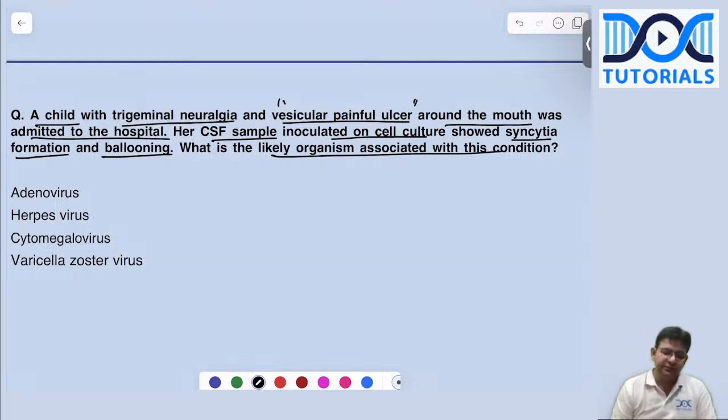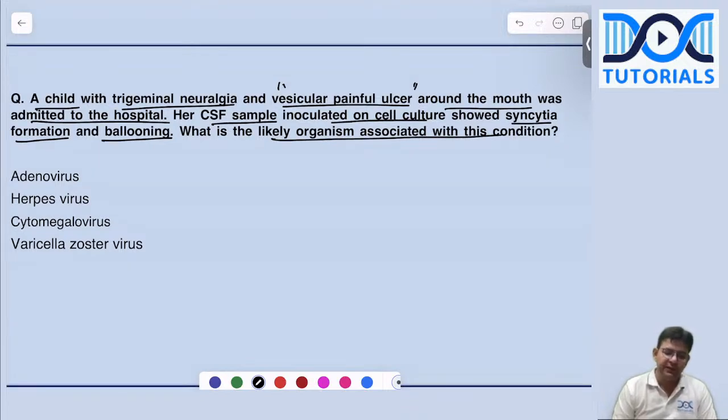So, can you tell me? What is the answer to this one? A child with trigeminal neuralgia, vesicular painful ulcer around the mouth, ballooning, syncytium production. I think this is self-sufficiently answered. Manisha said D, and Manisha is right in some sense. It might be D also, but vesicular painful ulcer around the mouth, trigeminal neuralgia, ballooning and syncytium production are there in varicella zoster also. That is true. They mostly relate to herpes, guys.